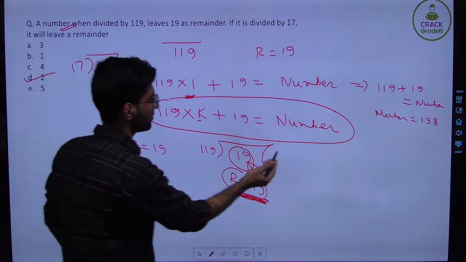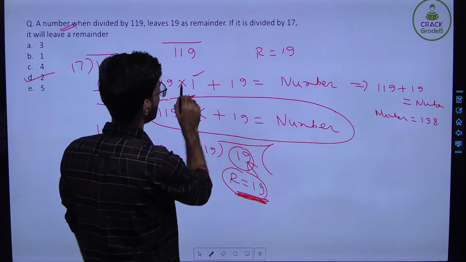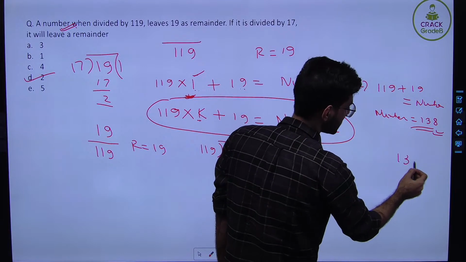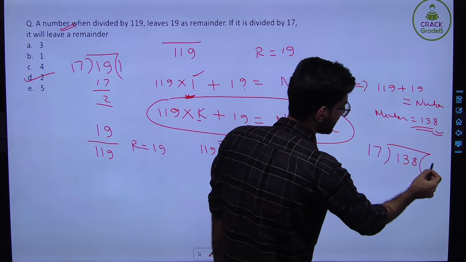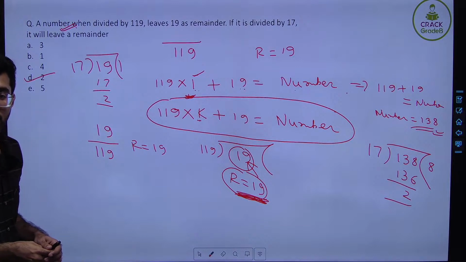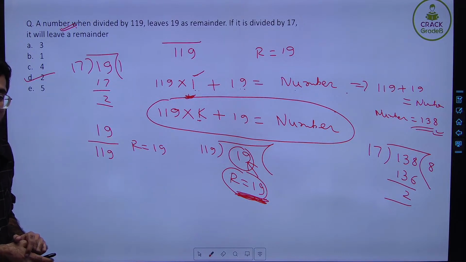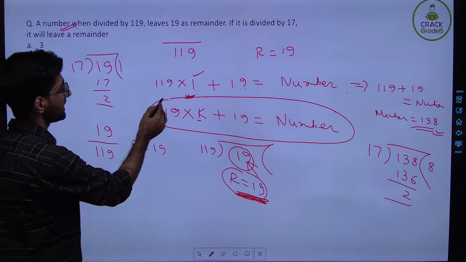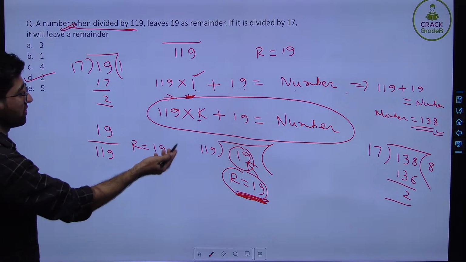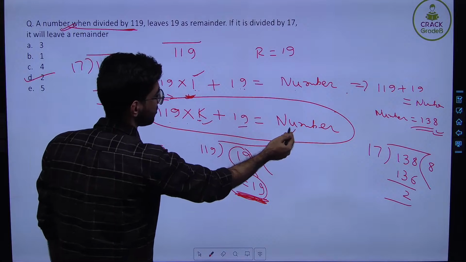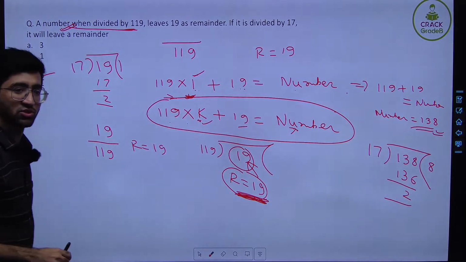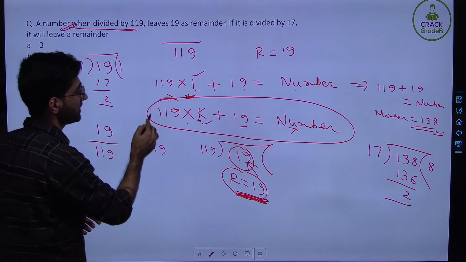And if you think that no, I have divided it by 1 time, then 119 into 1 plus 19 equal to number, so the number will be equal to 138. If you divide 138 by 17, 17 into 8 is 136, so the remainder is 2. Again remainder is 2. So basically, if a number is divided by 119 and leaves 19 as remainder, you can write that 119 into k plus 19 is equal to that number, and you can put the value of k as 0, 1, 2, whatever is your choice. Ultimately you should be able to think this thing only.